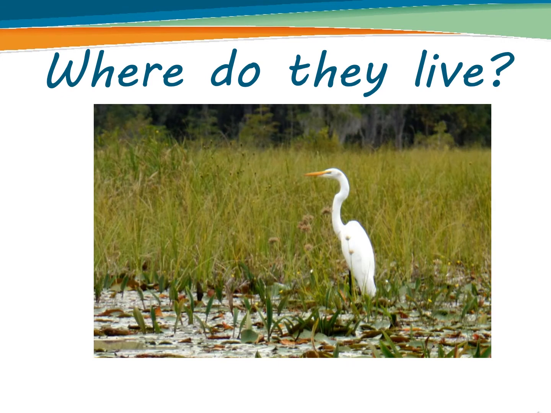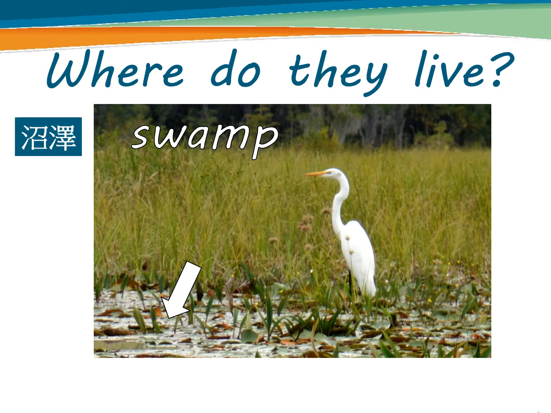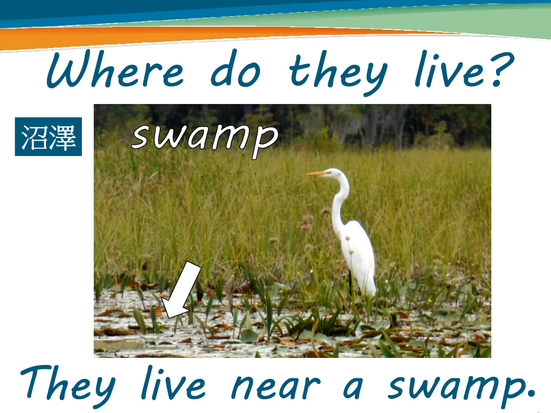In this picture, we can see grass and water. Some of the grass is in the water. We call this a swamp. Swamp. If I ask where do they live, what can you answer? You can say they live near a swamp. I ask where do they live? You answer they live near a swamp.